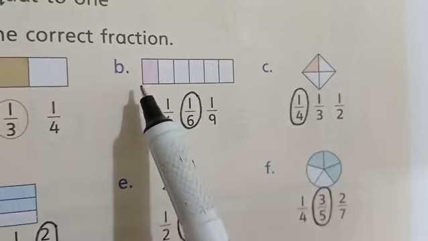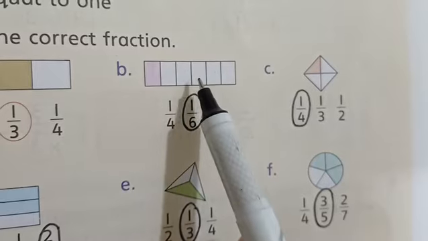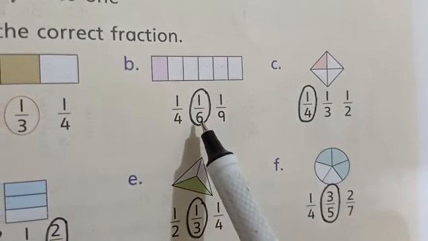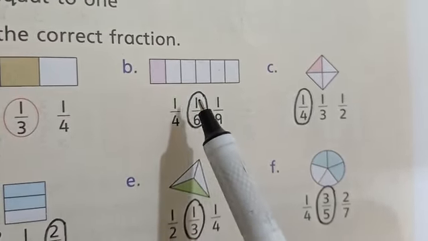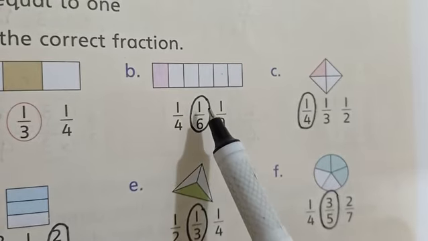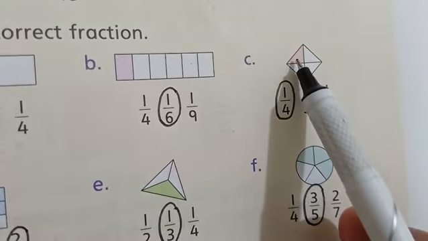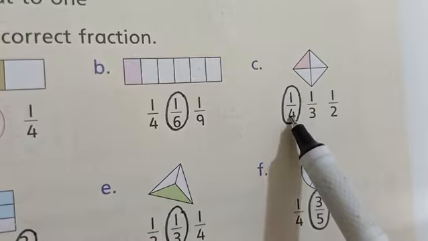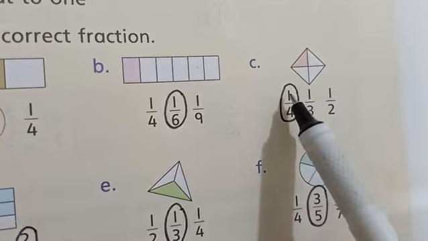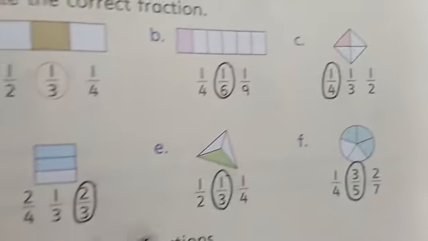Next is how many total parts? 1, 2, 3, 4, 5, 6. Total parts 6 and how many shaded parts? It is only 1. So the correct fraction is 1 by 6. Next we have how many total parts? Count it 1, 2, 3, 4. Total parts 4 and how many shaded part? It is 1. So the fraction is 1 by 4.